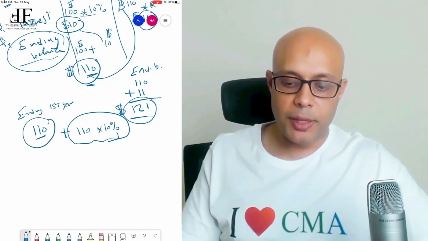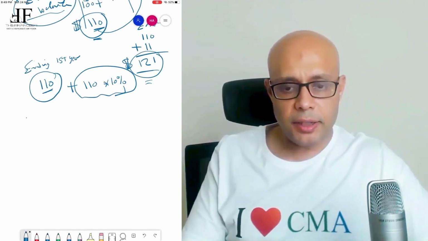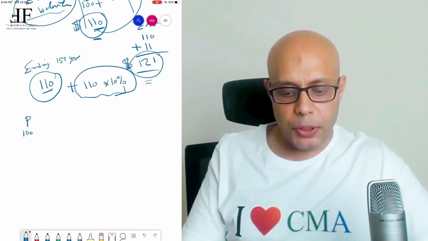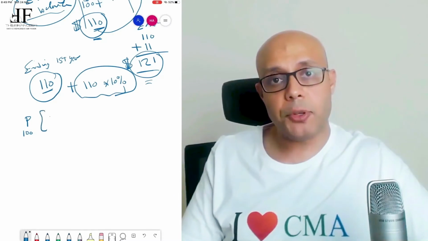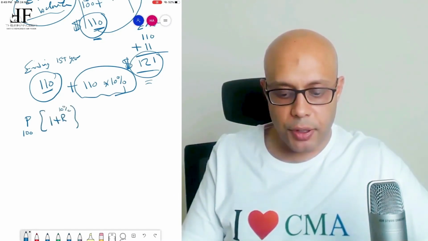Now let's understand it in terms of a formula. This 110 equals what? It equals P, which is the $100 that I deposited in the bank, times 1 plus R. R here is 10%.